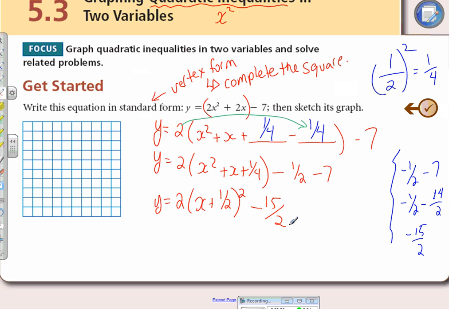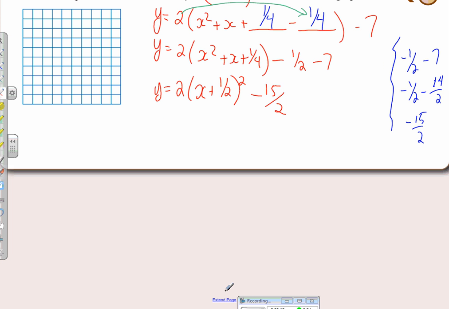The good thing about this is we can read the vertex. The three things that we would like to have in order to sketch nicely: we need the vertex, we want the y-intercept, and we would like x-intercepts. They really help out so that we can see where to graph everything. Vertex, we read it right off of here. Additive inverse, so it's -1/2, comma, and then the same number straight as it is, -15 over 2.